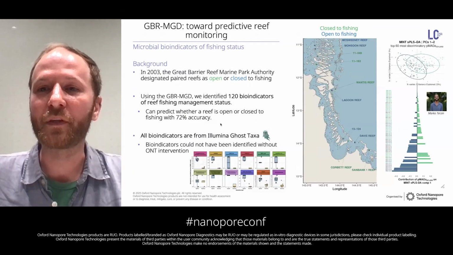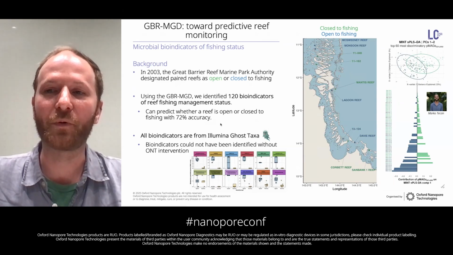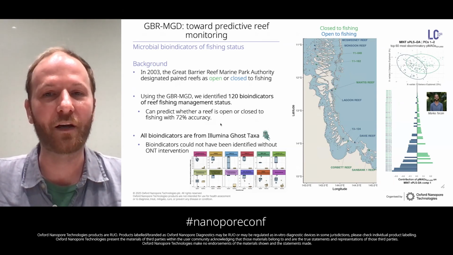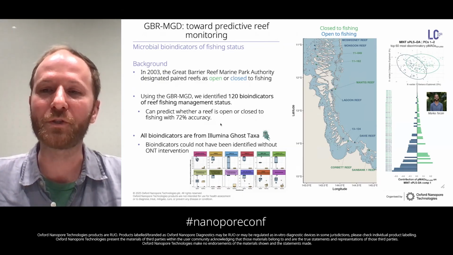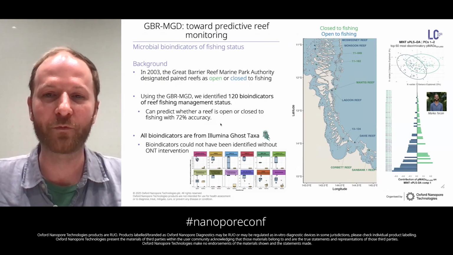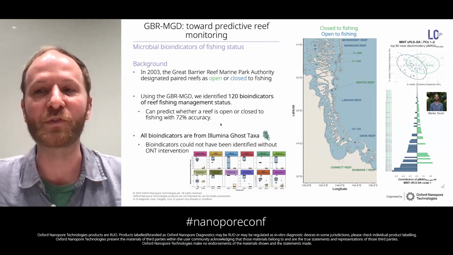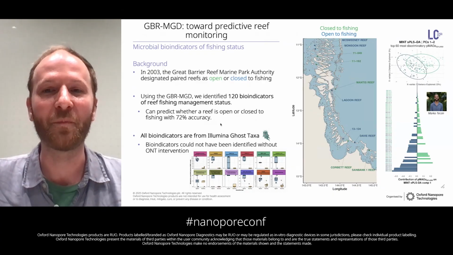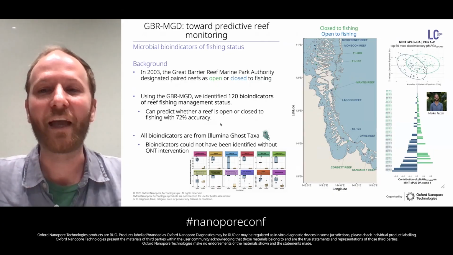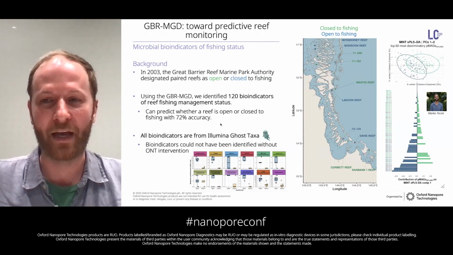And so what can we do with this database? Our main goal was to identify microbial indicators of ecological shifts or changes. So as a test case, what we wanted to do is see if we could take a sample from a random reef and predict whether that reef was open or closed to fishing under the Great Barrier Reef Marine Park Authority's management plan. That's always hard to get through. And we can with about 72% accuracy.